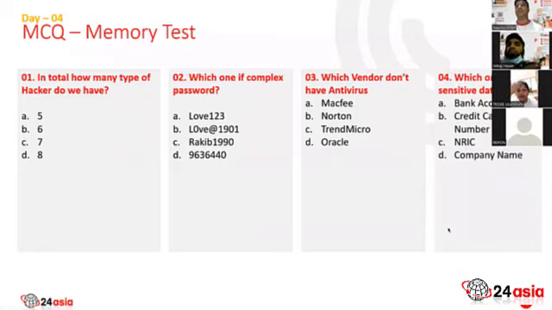Last, which is not a sensitive data? Company name. Your bank account is sensitive data. Your credit card number is sensitive data. Your NRIC is sensitive data. A company or brand name, which people probably know already, is not sensitive data. So you must know what sensitive data is and how we can protect our sensitive data.